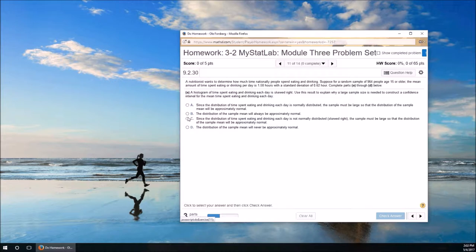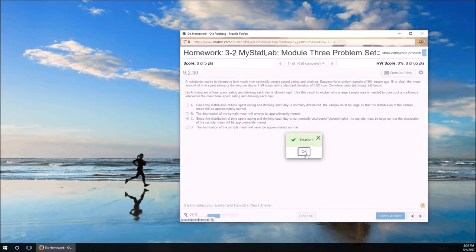Since the distribution of the time spent eating is not normally distributed, it's skewed right, that's true. The sample must be large, true, so that the distribution of the sample means will be approximately normal. That is entirely true. And this comes from the central limit theorem, one of the most important theorems in statistics. Check answer. Ha! I am excellent.